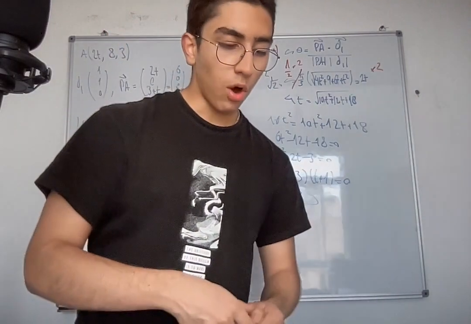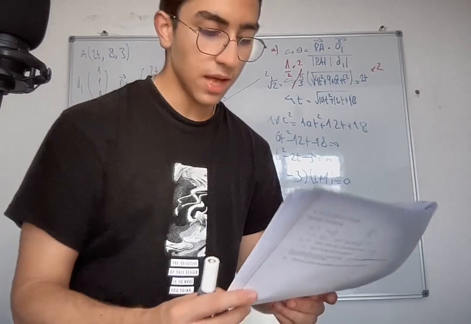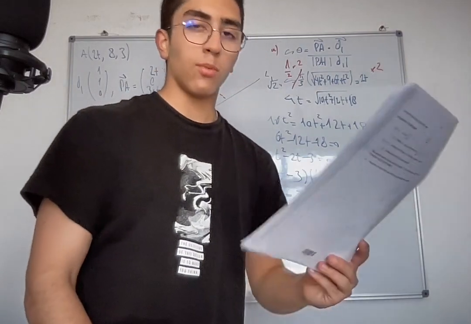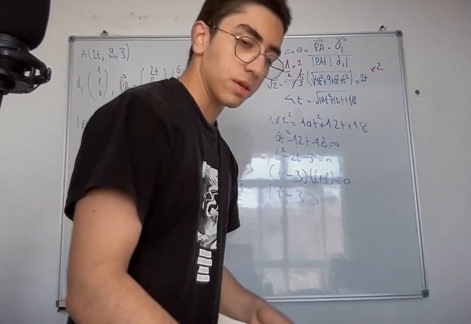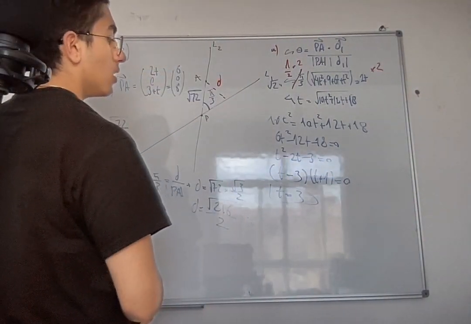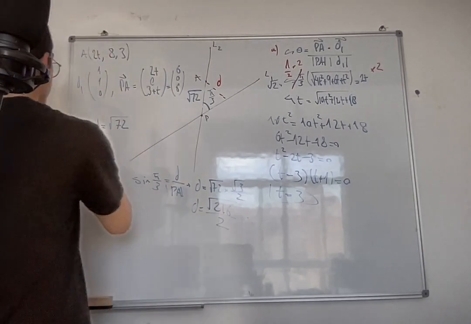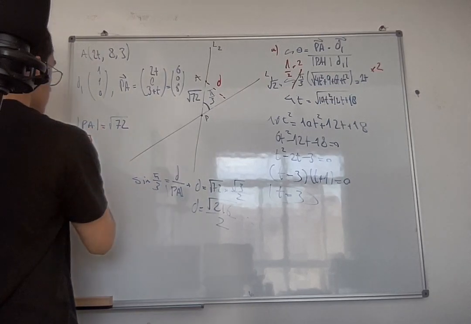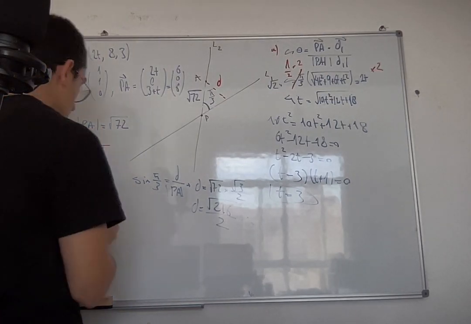Now, in part D, we're told a plane pi contains L1 and L2. Find a normal vector to pi. So this is fairly easy. Let me erase these. I'll just add t is equal to 3, and the shortest distance is radical 216 over 2.